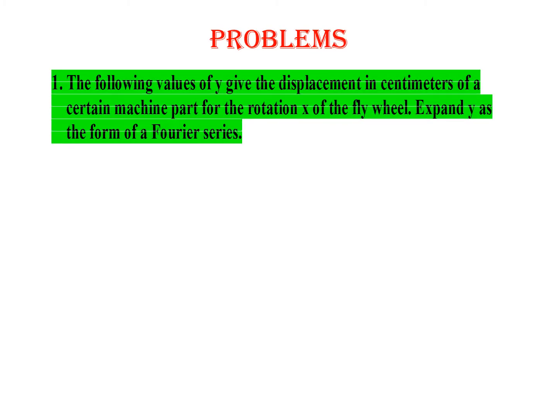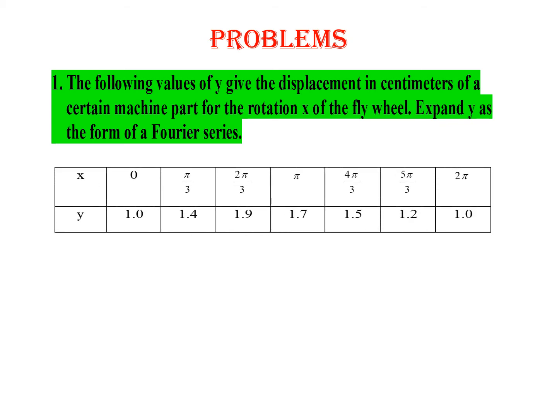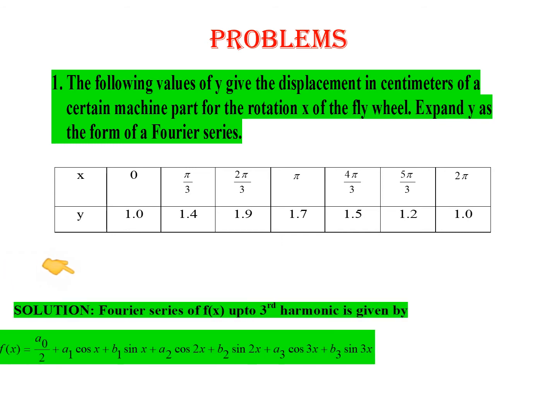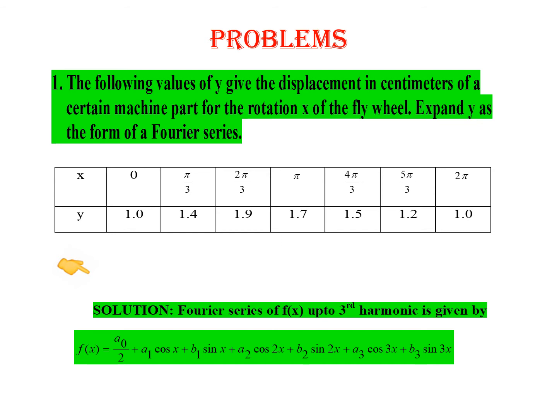Let us do a few problems in harmonic analysis now. So take the first one: the following values of y give the displacement in centimeters for a certain machine part for the rotation x of the flywheel. Expand y in the form of a Fourier series. So you can see the difference in this problem is we don't have any function f of x as x squared, cos x, e power x like that. Instead, we have only numerical values of x and y. So whenever numerical data is given, you have to find the Fourier series only using harmonic analysis. You cannot find an or bn directly.